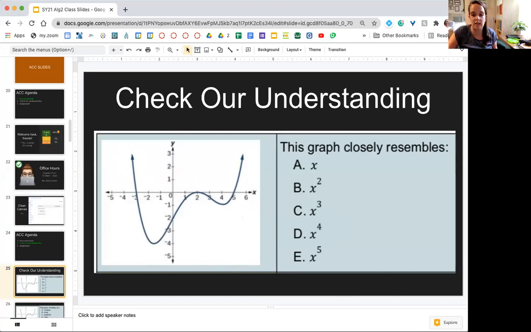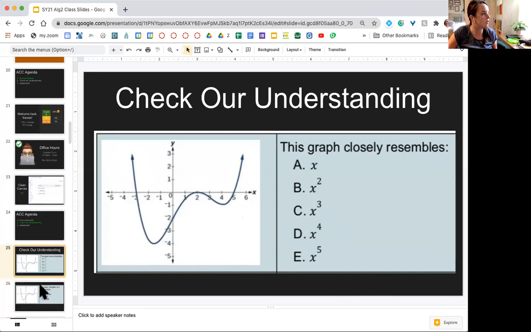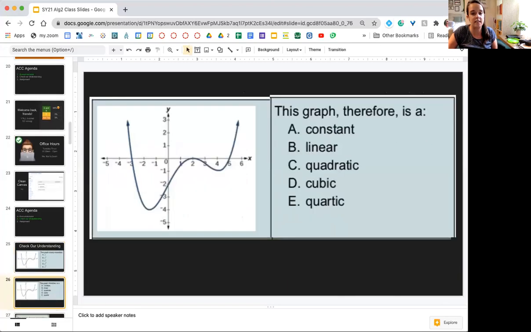Great job. Nice. All right, I'm going to go to my next question. So if it's x to the 4th, what is its name? Is it A, constant, B, linear, C, quadratic, D, cubic, or E, quartic? If it is x to the 4th, as we see, is this a constant graph, a linear graph, a quadratic graph, a cubic graph, or a quartic graph?